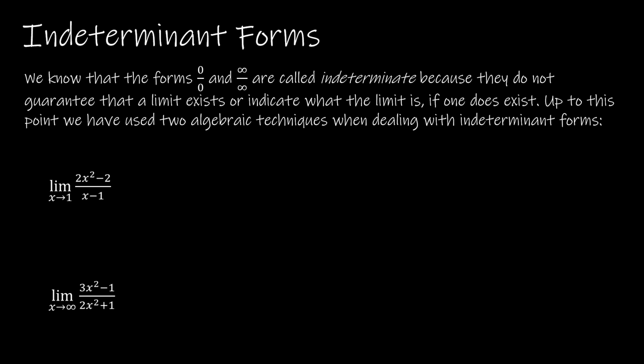Recall that indeterminate forms include values like 0 divided by 0, infinity divided by infinity, or even infinity minus infinity, and so forth. If you end up with any of those, up to this point we have had a couple of strategies that we could use to deal with that. Again, first of all, if I were to try to direct substitute 1 into this function, I would end up with 0 over 0. So now I know I can't just direct substitute.